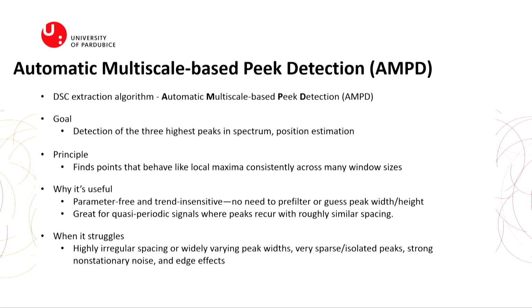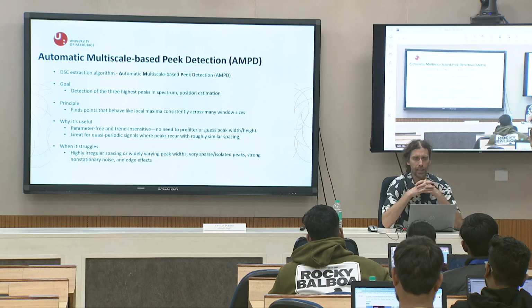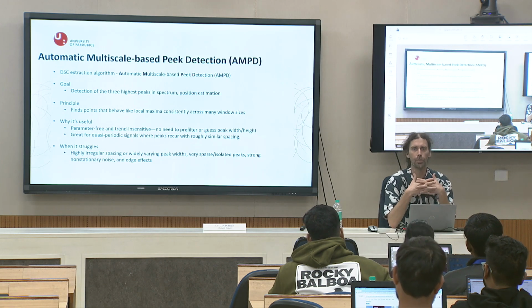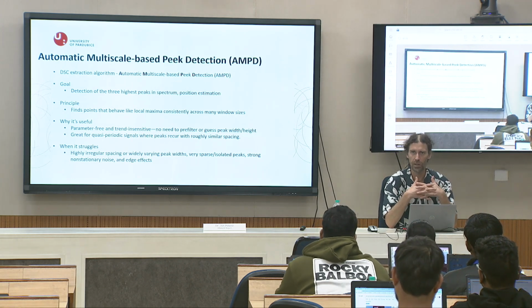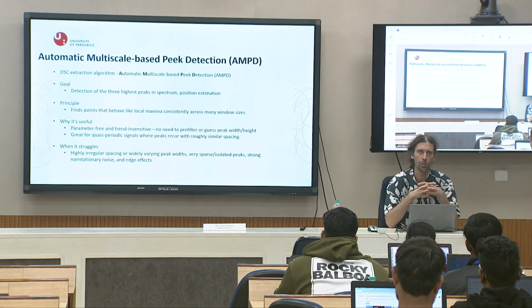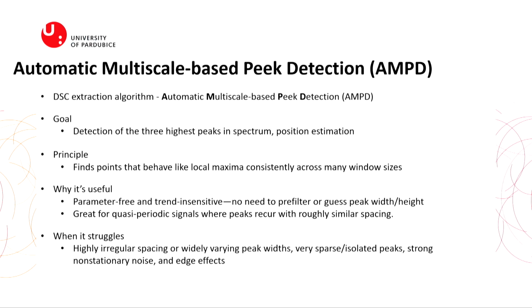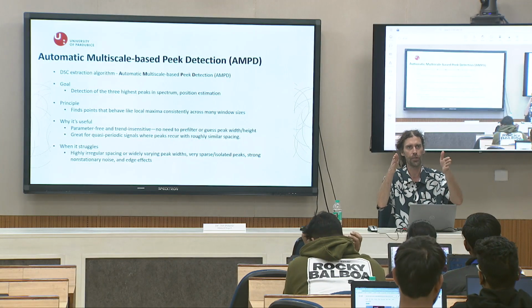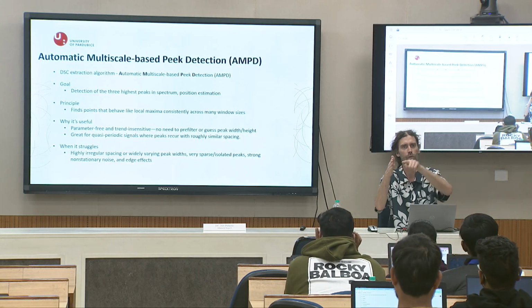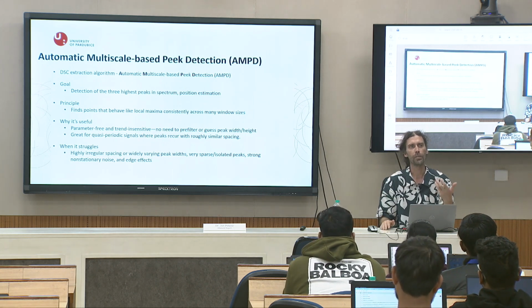Generally, this algorithm works for any type of signal. It is just an algorithm, and it is used for extraction of highest peaks in any function. So it could be not only a spectrum, of course, but any kind of signal, as you will see. So in principle it works like this: find points that behave like local maxima consistently across many window sizes. So imagine that you have a window and try to find maxima in this window. So you will try, and what will be the results?